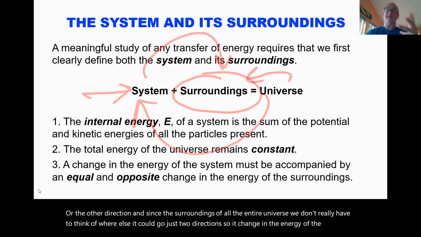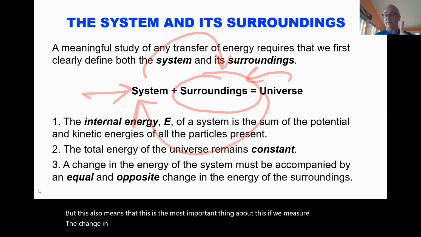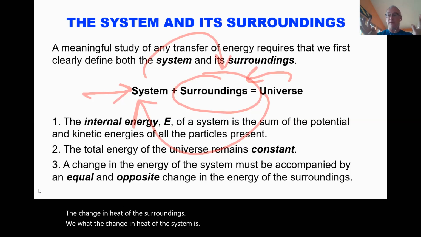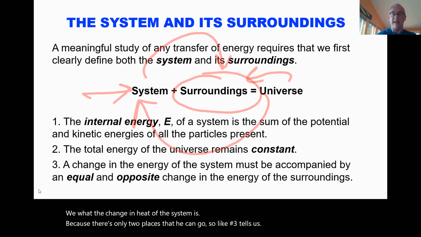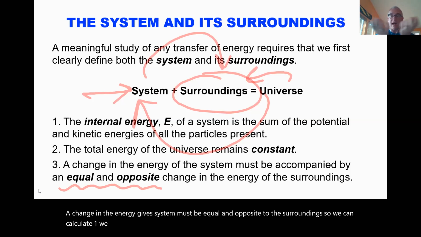So a change in the energy of the system. What this also means, this is the most important thing about this. If we measure the change in heat of the surroundings, we automatically know what the change in heat of the system is, because there's only two places that heat can go. So number 3 tells us a change in the energy of the system must be equal and opposite to the surroundings. So if we can calculate one, we know the other one is equal and opposite.